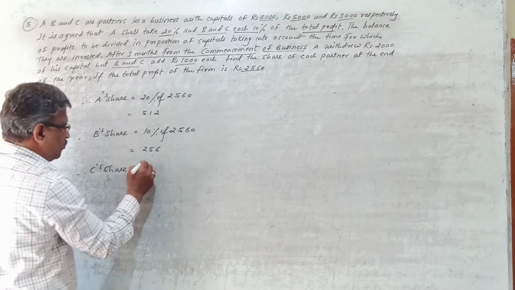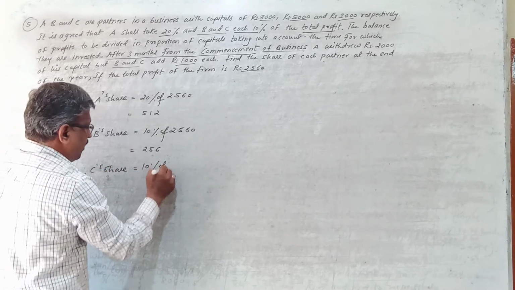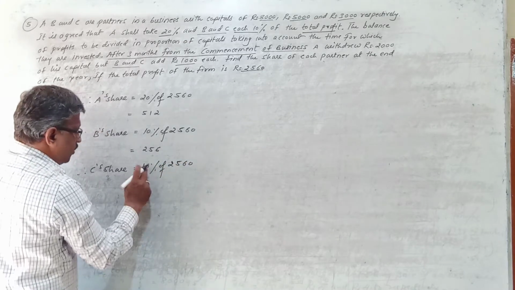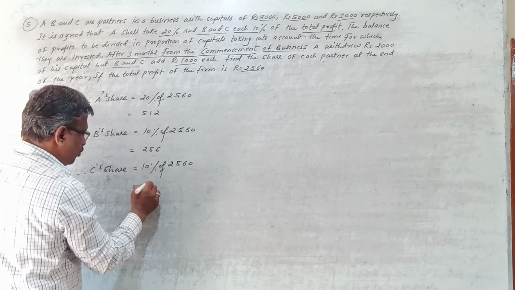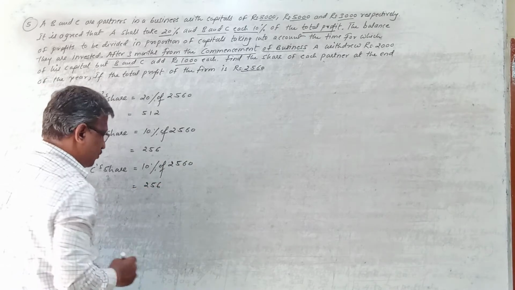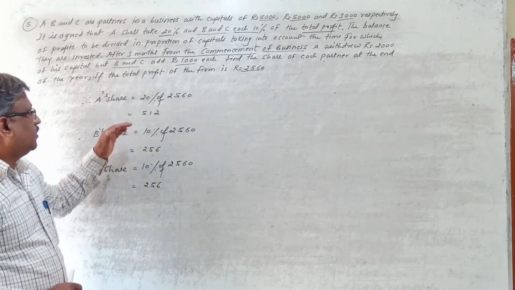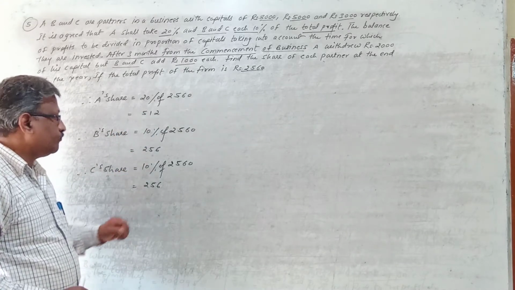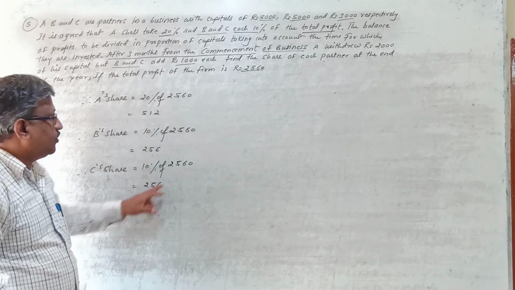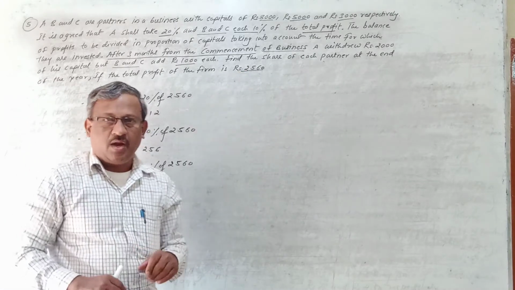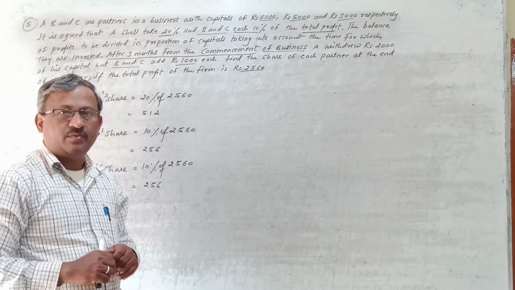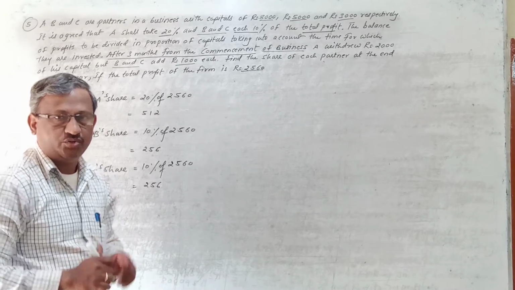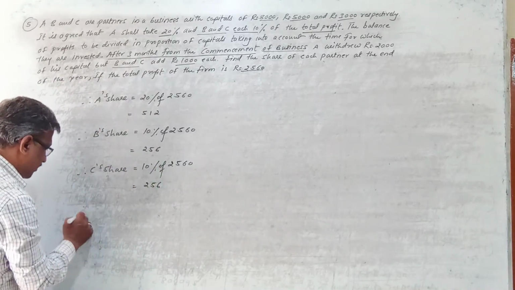C's share is 10%. 10% of what? Of 2560 rupees. So 10% of 2560 rupees is 256 rupees. Like this, first you have to pay A, B and C. From where do you pay these shares? From the total profit only. After paying these shares, the balance profit that remains we have to distribute among these three in which ratio? Capital ratio. So now let's calculate the balance profit.